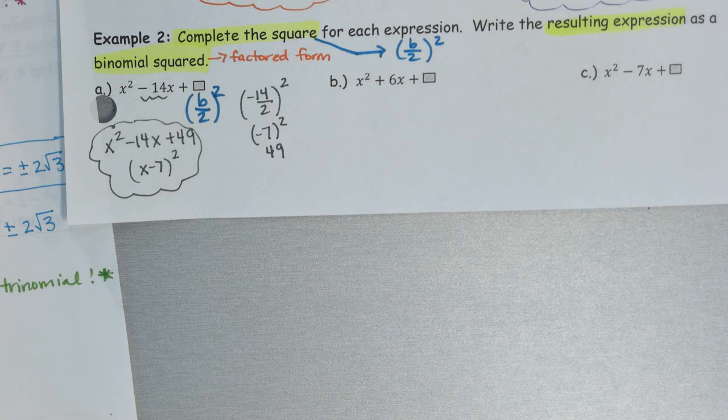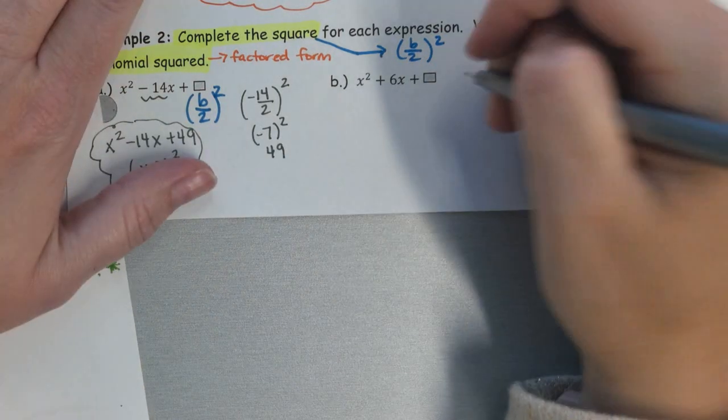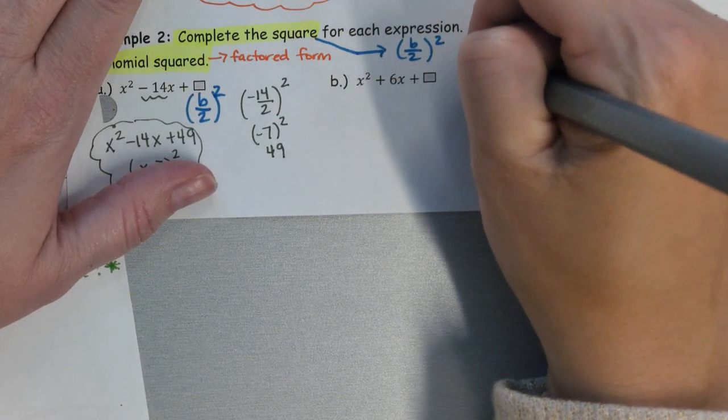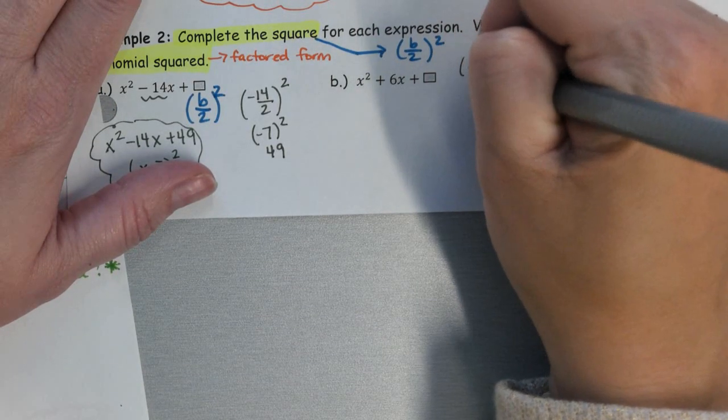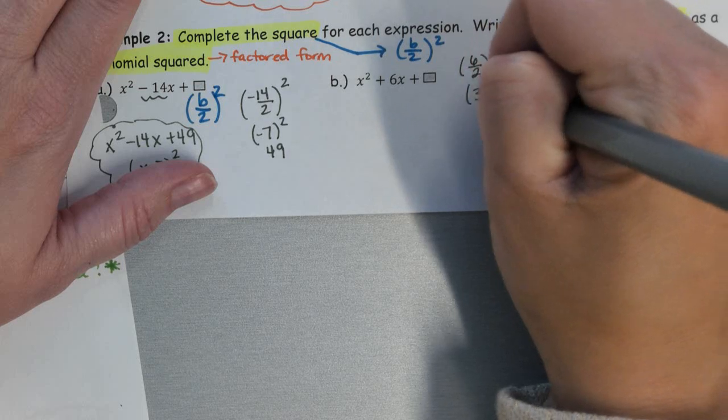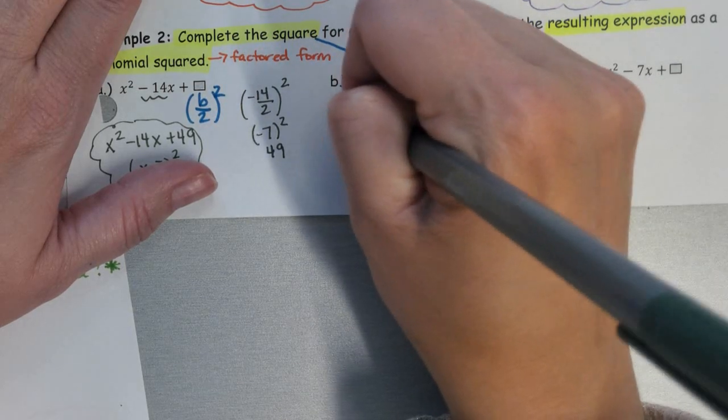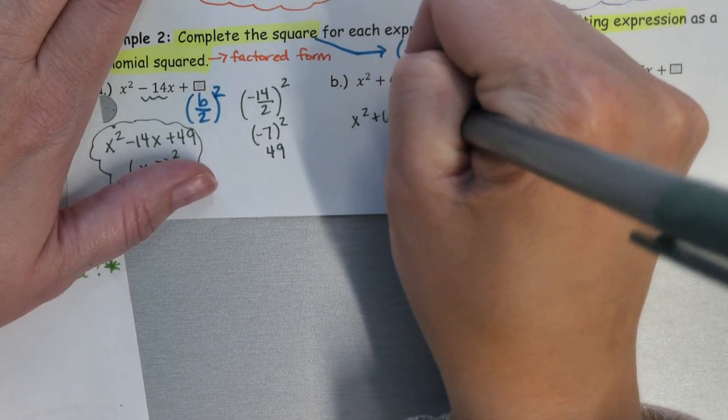Alright, let's see how we did on part B. Okay, so we take half of 6 and then square it. So half of 6 is 3. 3 squared is 9. Okay, so x squared plus 6x plus 9.